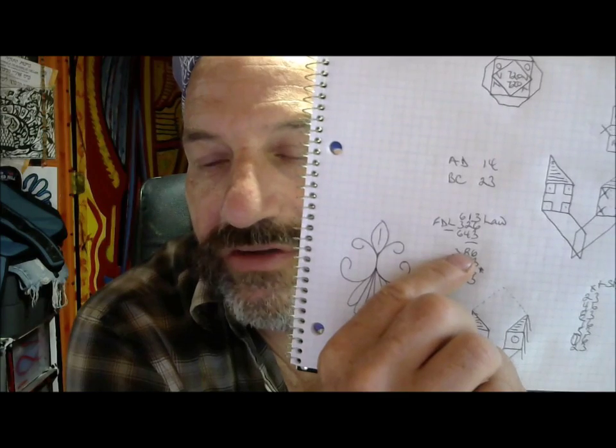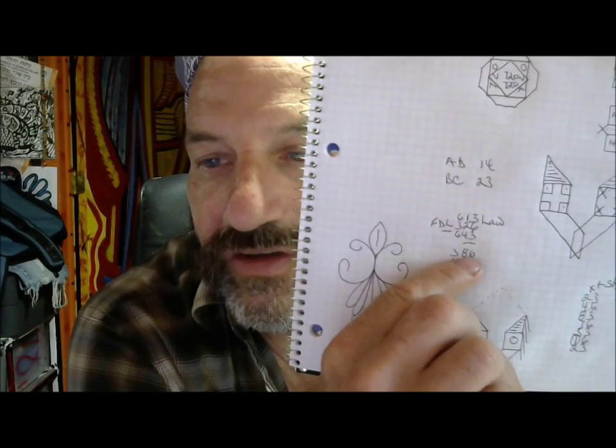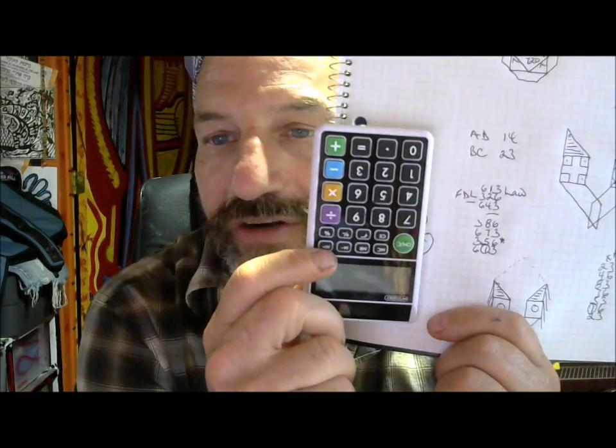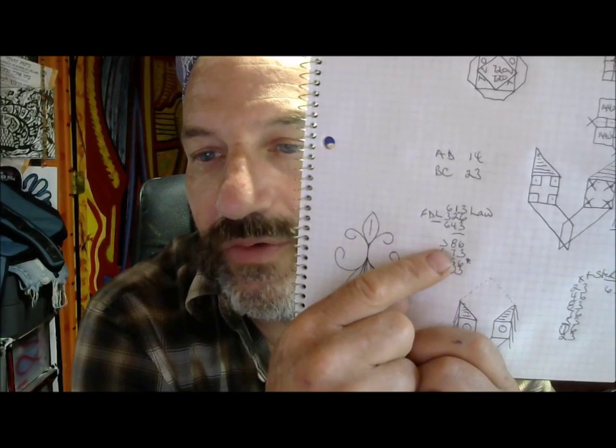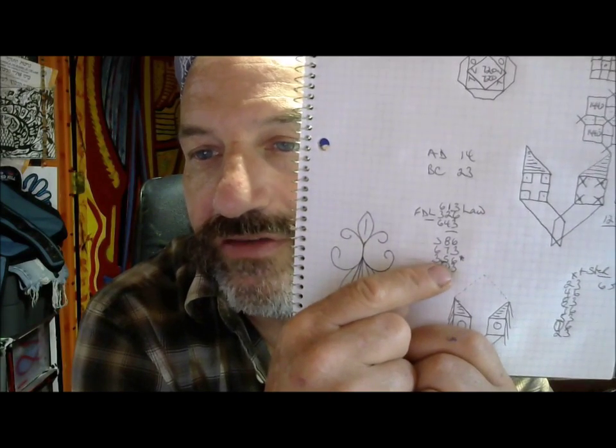386. 3 times 8, 240. 3 times 6 is 18. 258. It is the center right over here. 6 and 6 is 12. 1 and 2 is 3. 7 and 7 is 14. 1 and 4 is 5. 3 and 3 is 6.